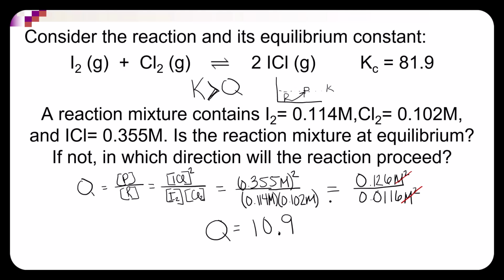So which direction will it proceed? It will proceed towards products. So that's just a quick example of a reaction quotient Q equation, and then also how we relate Q to K. I hope you guys found this helpful.